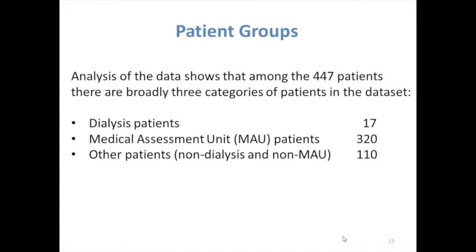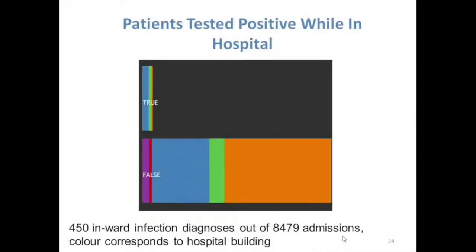From analyzing the data among these patients, we find that broadly there are 3 categories of patients in this data set. We have the dialysis patients, we have the medical assessment unit patients, who come as emergencies from the A&E or from the GP, and we have other patients that are non-dialysis, non-MAU. This is showing you patients who tested positive while in hospital, which is what we call in-ward infection. Of all the 8,000 odd admissions, 450 of them resulted in in-ward infection. They were infected while they were in the hospital.